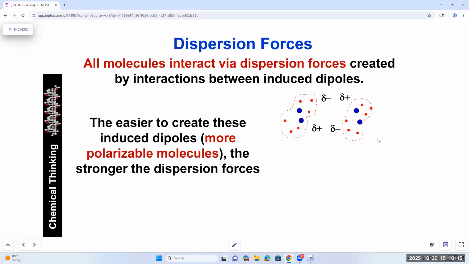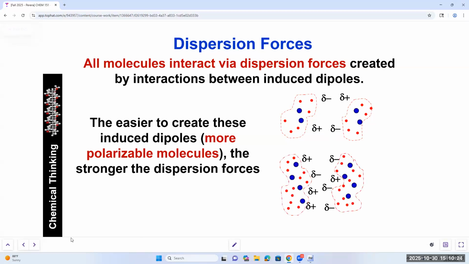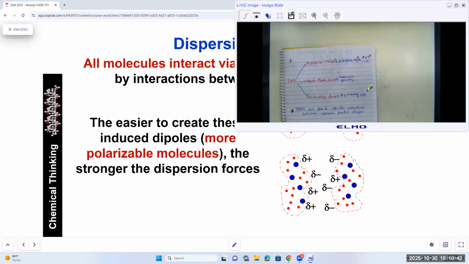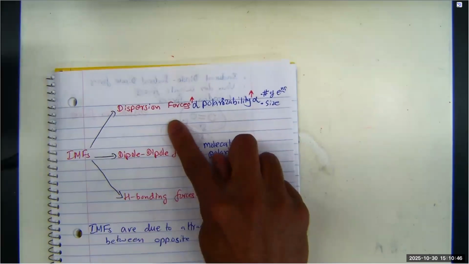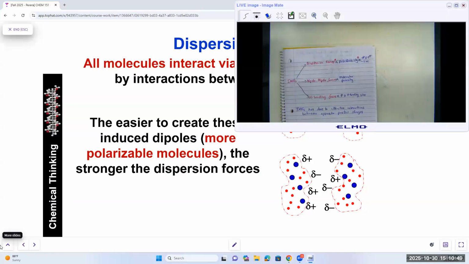If you have a smaller molecule, it is going to be less polarizable, and then you have less partial charges induced. Therefore, less interactions. But if you have a larger molecule, you have a greater chance of being polarized. Therefore, you have more partial charges to interact with. As a result, you're going to have stronger dispersion forces. And that's why with polarizability, the dispersion force strength increases. We indicated that in our notes here as well. The greater the polarizability, the stronger the dispersion forces.